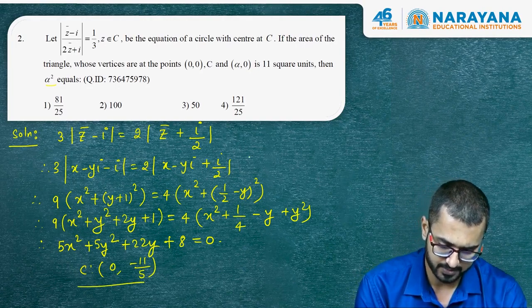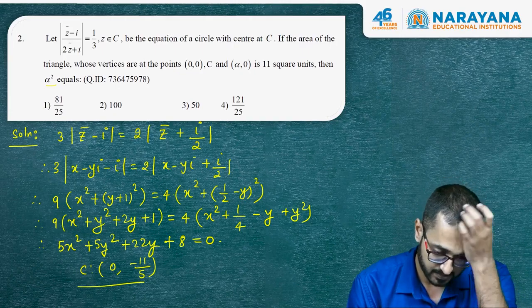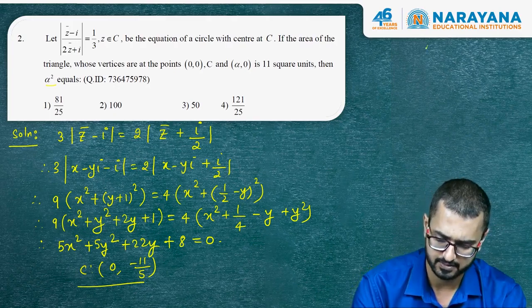So we want the area of the triangle whose vertices are the points 0, 0, and alpha 0. So we'll construct a triangle here. It's like this.